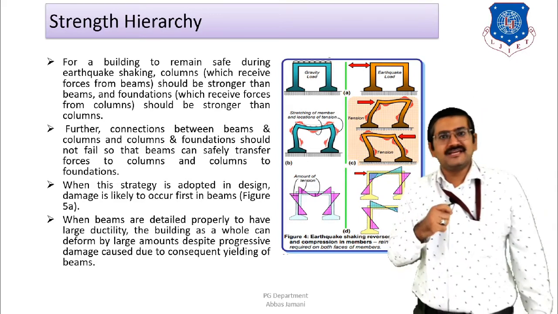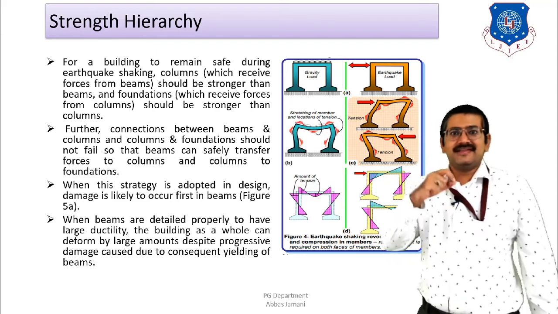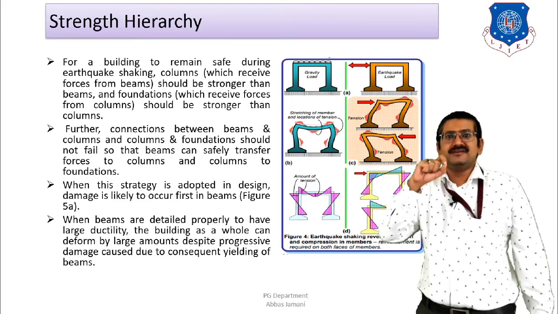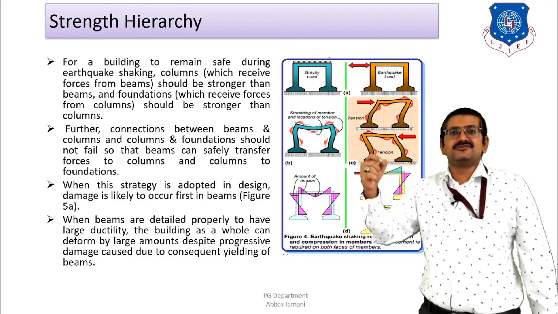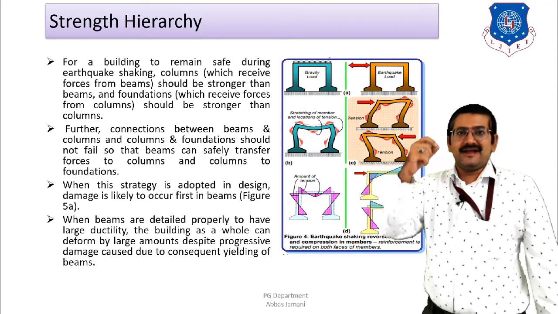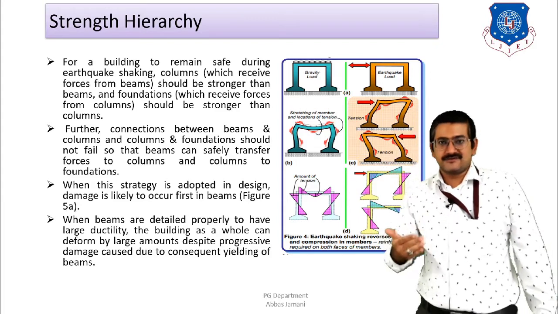Now coming to the last aspect, which is regarding the strength hierarchy. As we have seen, the lateral force is going to be applied to the beam column joint. From the beam column joint, the force is going to be transferred to the beam. The beam is going to undergo displacement. The beam will create a moment, and that moment will be transferred to the column. From the column, the force will be transferred to the foundation.